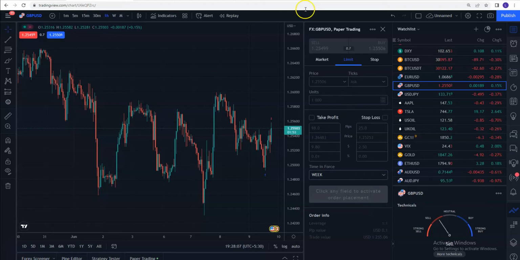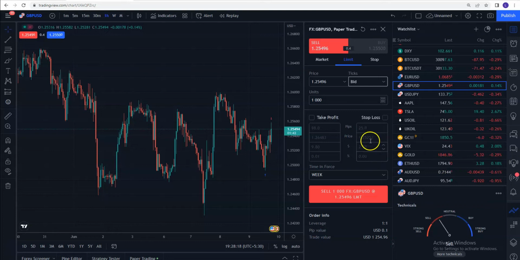So for instance, I want to sell the Great British Pound. I can just simply click here, sell. It has these take profit, stop losses. You can adjust them when you have time, but I'll just show you a simpler way to adjust them without even having to type so much, so that you can get used to the whole system. So I'm going to just simply sell, and the order will just go right through.